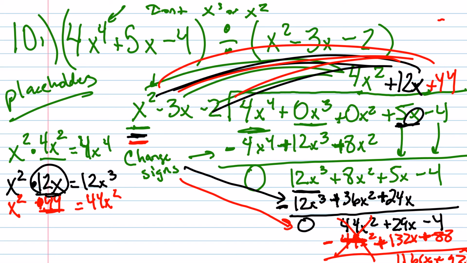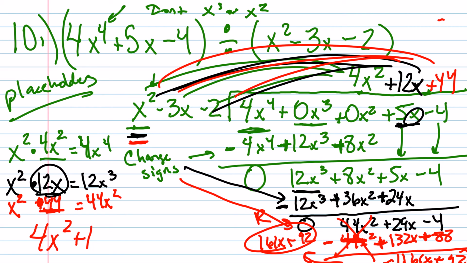I know it's hard to see, but that's my remainder. My remainder here is 161x plus 92. That's my remainder. So your final answer is 4x squared plus 12x plus 44. And then you add your remainder. So you add 161x plus 92. Or I'm sorry, that should be 84. I don't know why I put 92. Because negative 4 and 88 isn't 92, it's 84. So that makes that an 84.